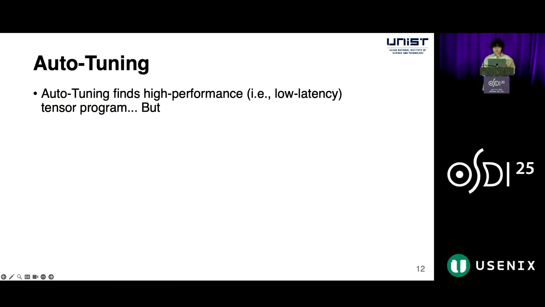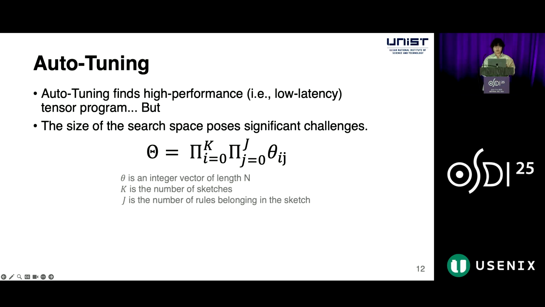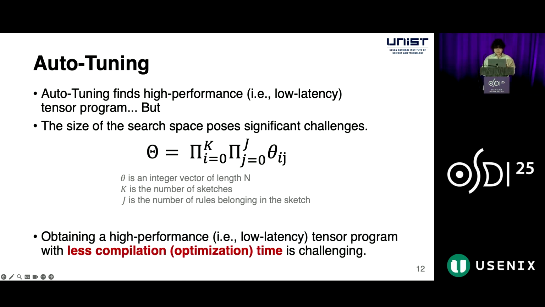This process enables auto-tuning to find high-performance tensor programs, for example, low-latency tensor programs. But the vast search space hinders an efficient search process. For example, the parameter search space defined by a sketch, let's call it capital theta, is made up of all possible combinations of parameters for each rule in the sketch. In other words, it's the product of the parameters for each rule in the sketch. This makes it more challenging to achieve a high-performance tensor program within the constrained compilation time.